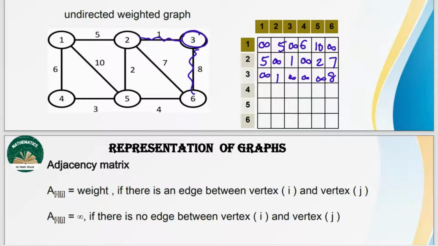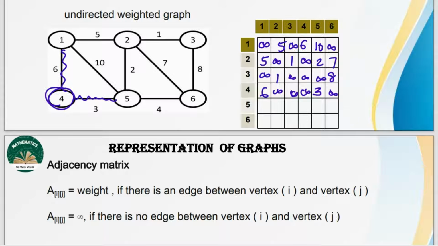Then we'll go for the fourth one. We will go for the fourth line. From 4 to 5 it is 3. Then 4 to 1 is 6. So only 2 lines, the remaining all will be infinity.